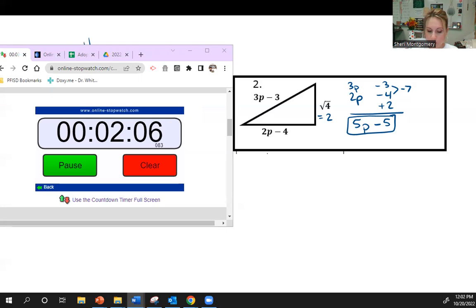So you have -4 plus 4. That's 0. It's 2P plus 4? Just 2P? I just put the 4 to the left. Oh, they cancel out. You have 4 and you're taking 4 away. It's 0.